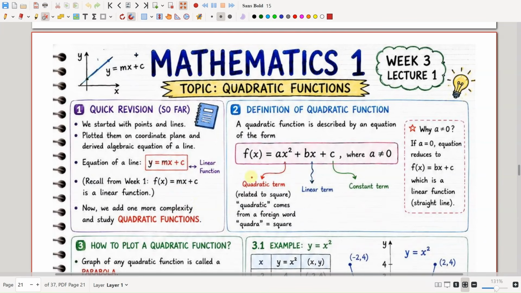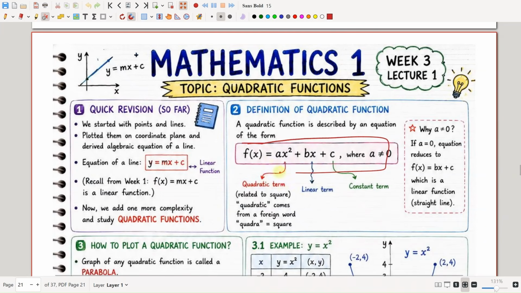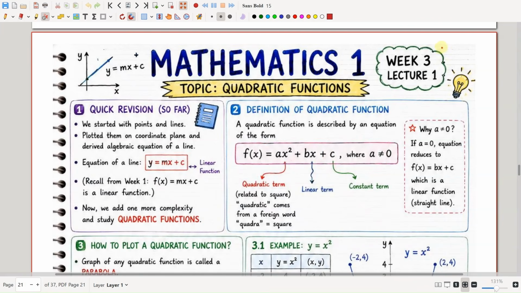So now we are going to add one more complexity to the contents we already have, which is quadratic functions. Okay, so what is a quadratic function? A quadratic function is described by an equation of the form f of x is equal to ax square plus bx plus c. Whenever you have y is equal to mx plus c, the power of x is 1, so we call such equations linear equations. Here the degree of this polynomial is 2, so whenever the degree of a polynomial is 2, it is called a quadratic function.